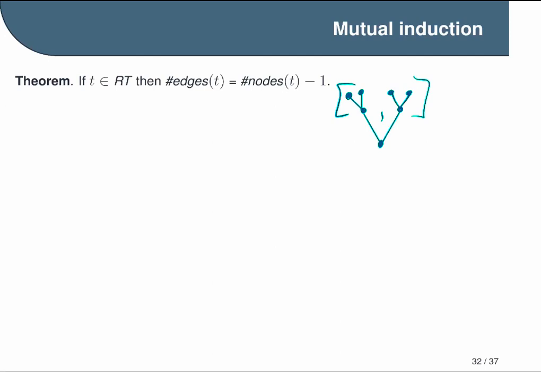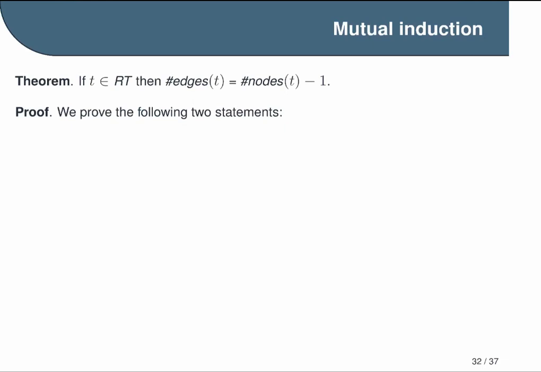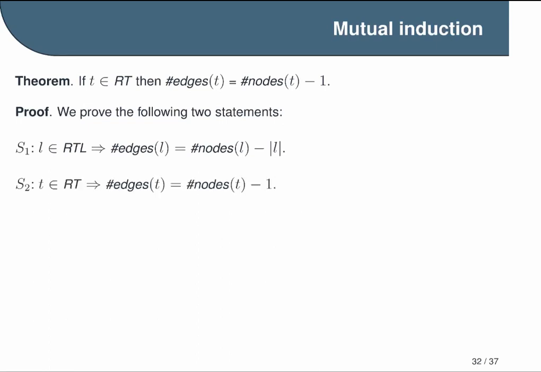The way we will prove our theorem is actually by proving two related statements. The first is a statement about rooted tree lists. And it says the number of edges in a list is equal to the number of nodes in a list minus the number of elements in the list, or in other words, the length of the list. And the second statement is just our theorem. The number of edges in a tree is equal to the number of nodes in a tree minus 1.